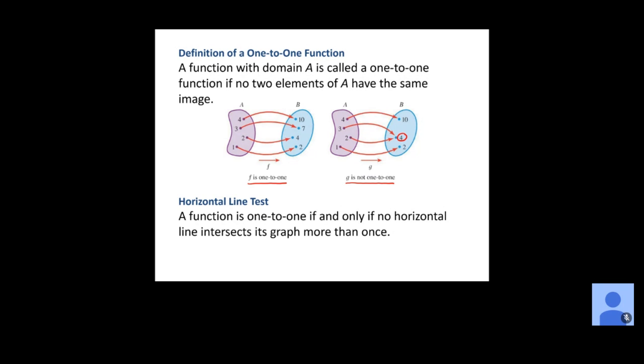Now, the way we can check for one-to-one graphically is we can use what's called the horizontal line test. Okay, so if I take a horizontal line and I pass it over my curve, as long as I never touch more than 1 point, then I know it's one-to-one because then for every x, there is a distinct y value.